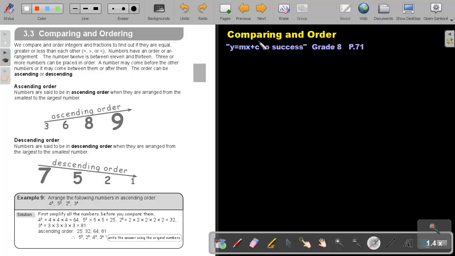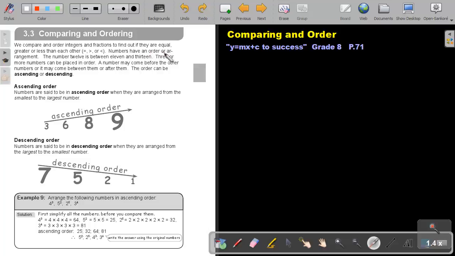Part 7, Comparing and Order. You will find this on page 71 in the Namibian Mathematics Grade 8 textbook. We compare and order integers and fractions to find out if they are equal, greater or less than each other. Equal, greater or less.